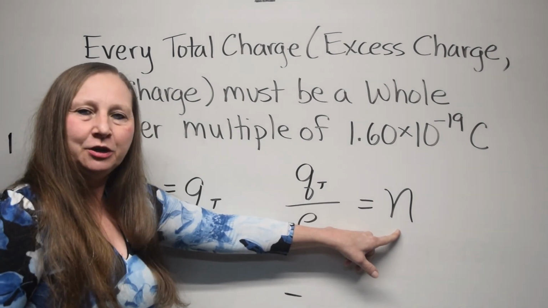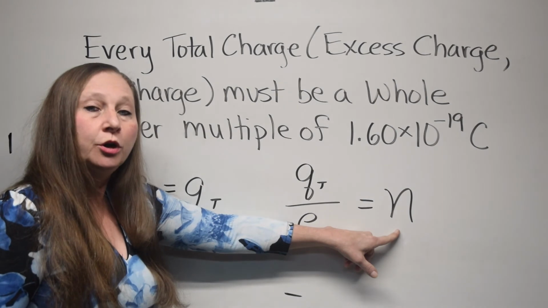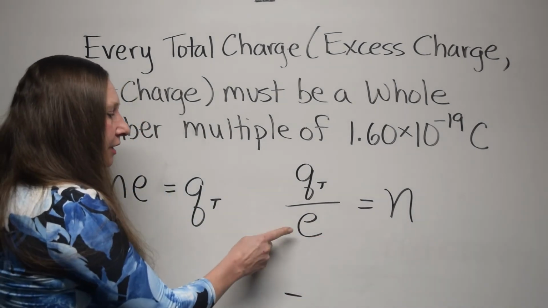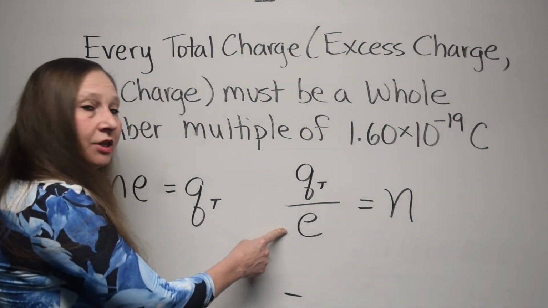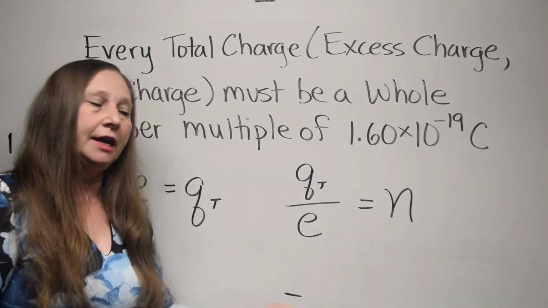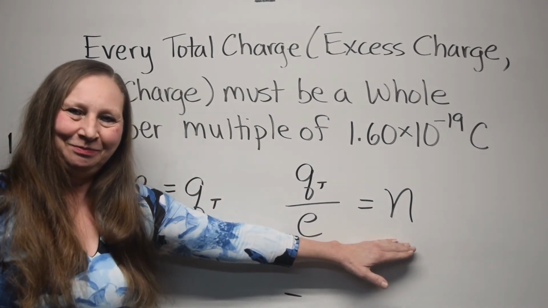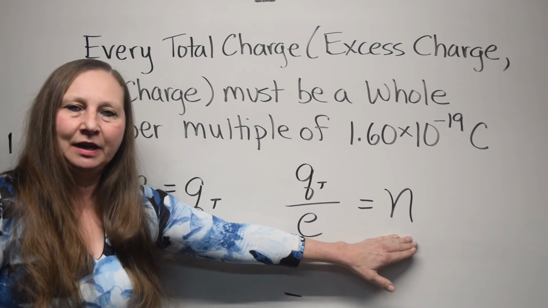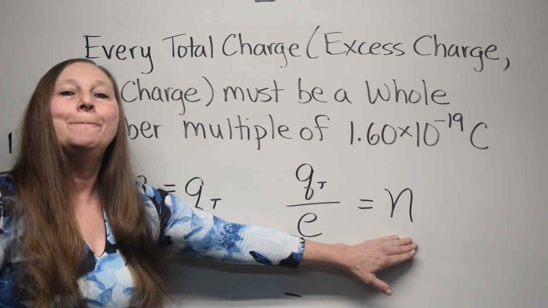So let's look at a bunch of problems where we're going to take the total charges that we are given, divide each of them by 1.6 times 10 to the negative 19 coulombs, and see whether we get whole numbers. Only whole numbers of electrons or protons are possible.